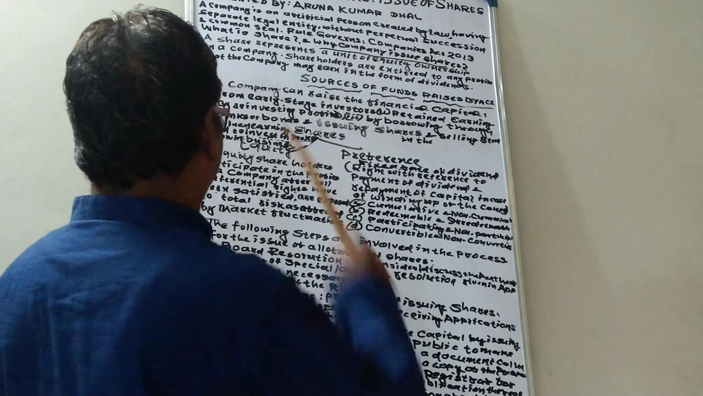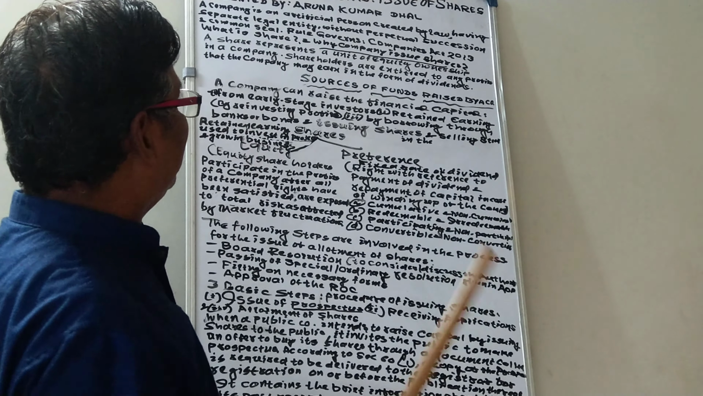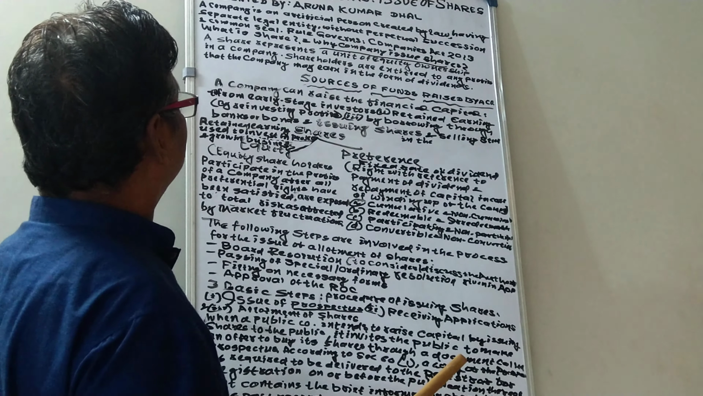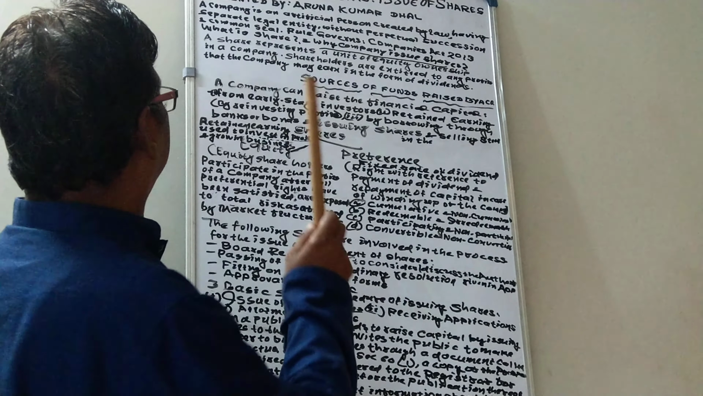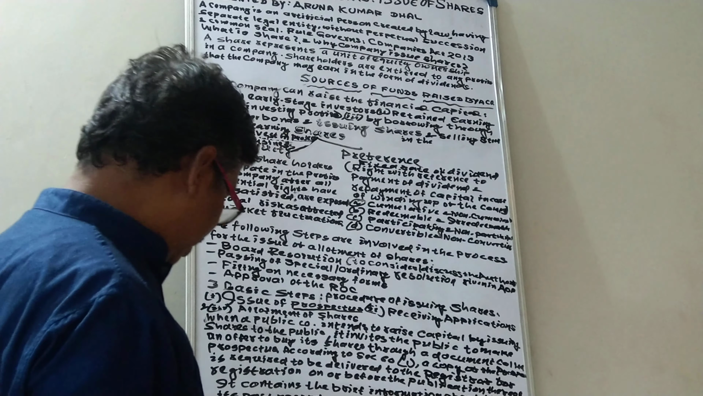Then what is a share? A share represents a unit of equity ownership in a company. Shareholders are entitled to any profits that the company may earn in the form of dividend.